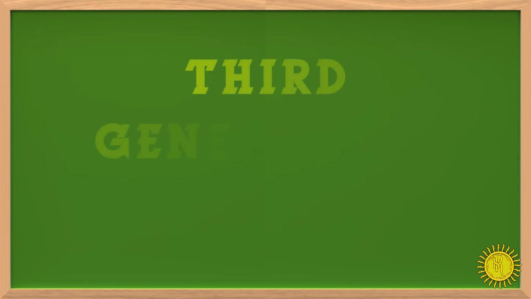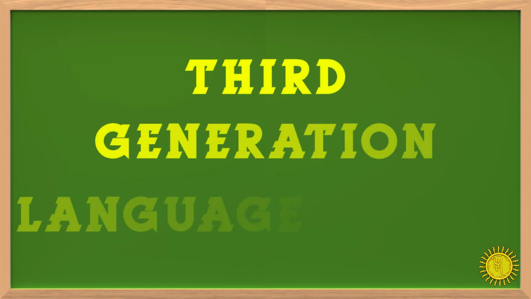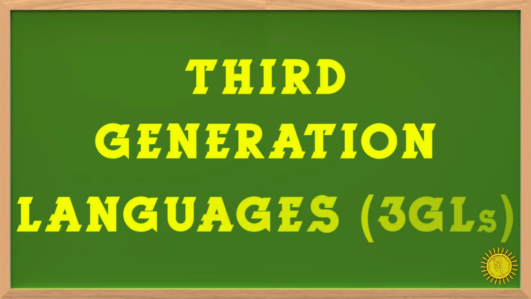Now, the third topic is third generation languages, 3GLs. The limitations of machine language and assembly language led programmers to develop a language which is machine independent, resembles English or any other spoken language, and includes familiar mathematical symbols. These languages are known as third generation languages or high-level languages.